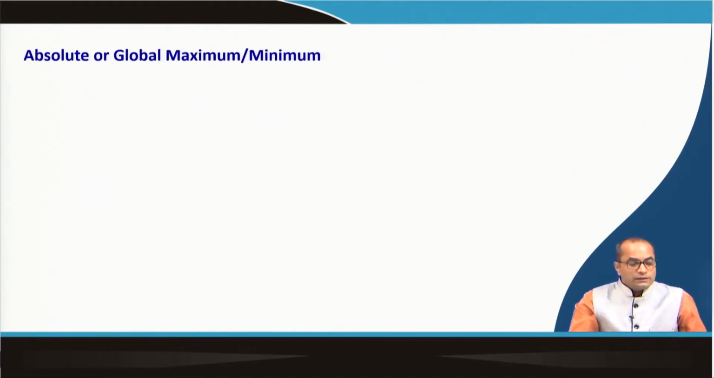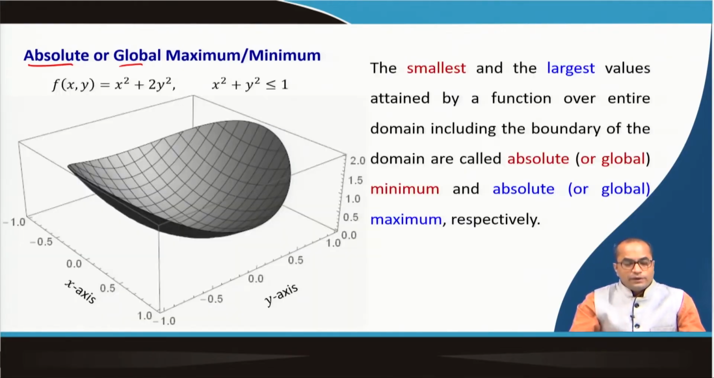There is also a term, absolute or global maximum, used in this connection. It refers to the smallest and the largest values attained by a function over the entire domain. In the earlier slide we were looking at how the function behaves locally, but now we are talking about the smallest and largest values attained over the entire domain, including the boundaries.